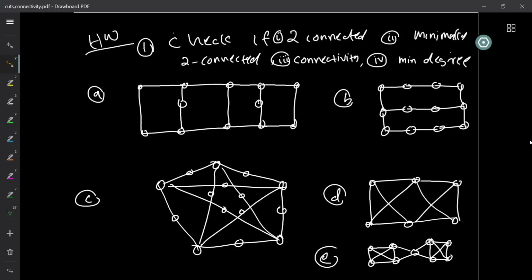Okay? So this is something very easy to do. Now, if you look at these examples, you will be able to see some relation between the connectivity, degree, etc. That we will look at in the later part of this class.